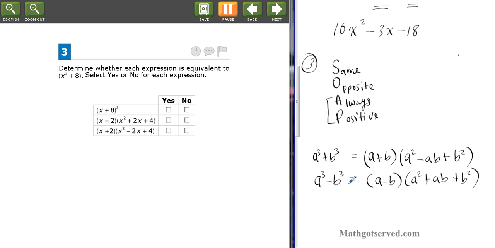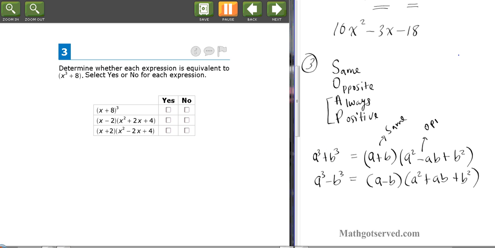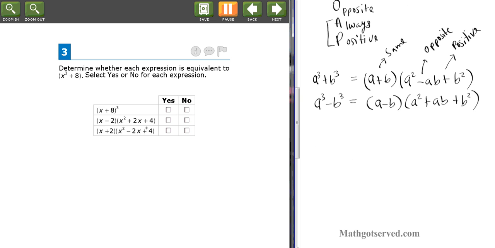So let's go ahead and write that down. So for the first sign, that's same, referring to these two signs right here is always the same as the sign here. The next sign is opposite. And then the last sign, regardless of if it's a sum or difference of cubes, is always positive. Now that we have this formula, we can use it to find the factorization of this cubic binomial. So we have x to the third plus 8.